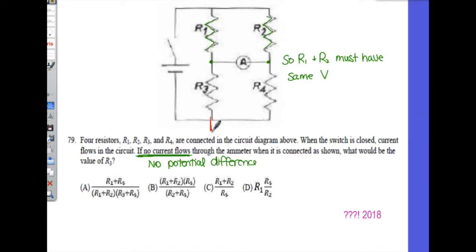We know that parallel branches always have the same voltage. Okay, so I'm going to call the branches A and B. So I have resistors 1, 2, 3, 4, and this whole branch is A, this whole branch is B. So I'm kind of keeping them color coordinated here. So my greens are these individual resistors, my reds are going to be these branches.